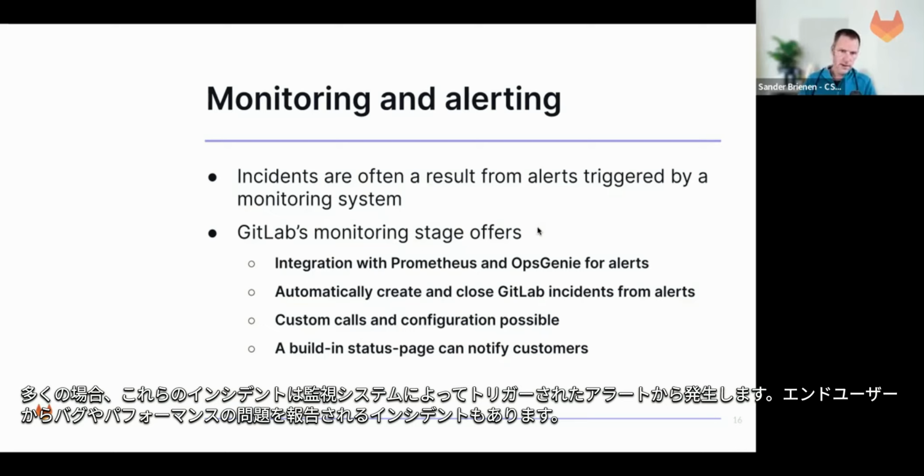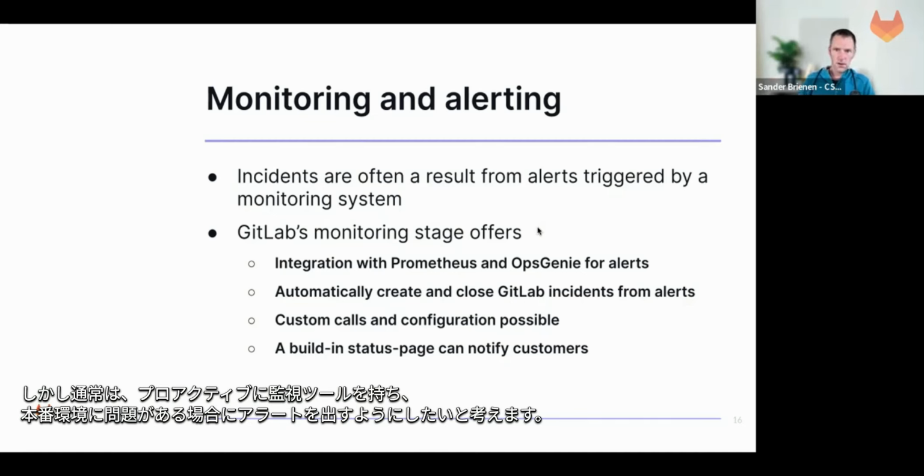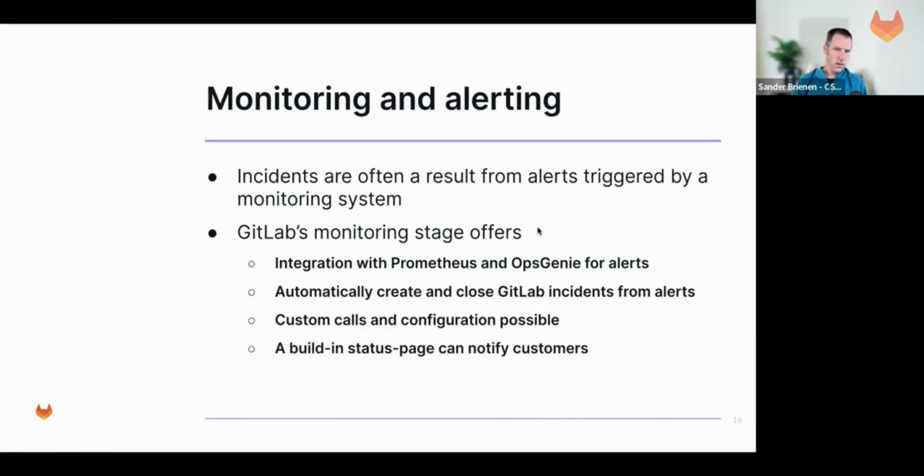And in many cases, these incidents result from alerts triggered by a monitoring system. They can also be incidents coming from end users that tell you, hey, there's a bug or there's a performance issue. But normally or mostly you would like to try to be proactive and have monitoring tools that will alert you when something is wrong with production.